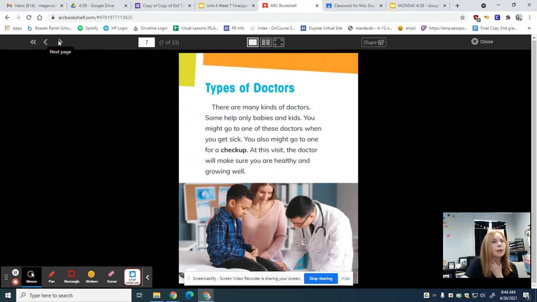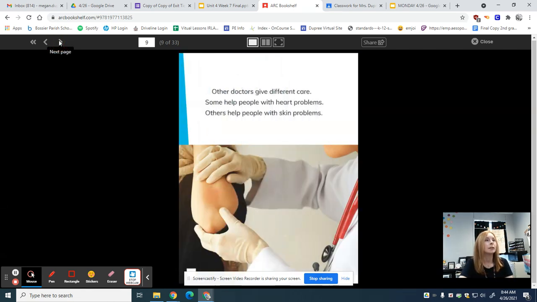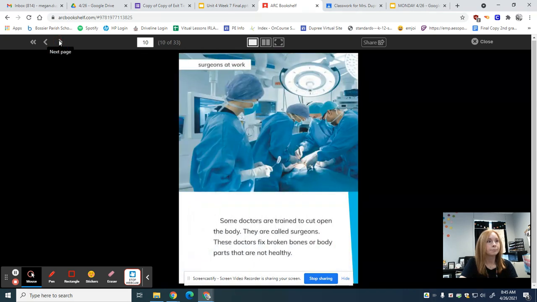Types of doctors. There are many kinds of doctors. Some help only babies and kids. You might go to one of these doctors when you get sick. You might also go to one for a checkup. At this visit, the doctor will make sure you are healthy and growing well. People of all ages go to family doctors. These doctors help people with many health problems. They give checkups too. Other doctors give different care. Some help people with heart problems. Others help people with skin problems. Some doctors are trained to cut open the body. They are called surgeons. These doctors fix broken bones or body parts that are not healthy.